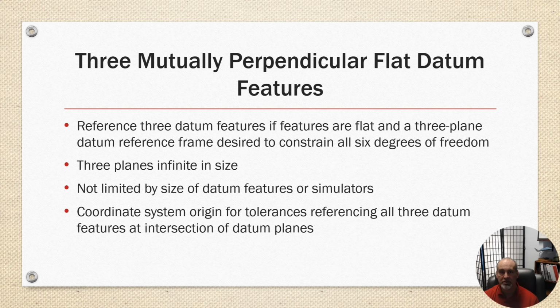And coordinate system origin for tolerances referencing all three datum features at the intersection of the datum planes. So when we're constraining a model, or constraining them in several planes, your primary plane would typically be the one you select your initial sketch on, and you have your origin that would be where all three planes come together.